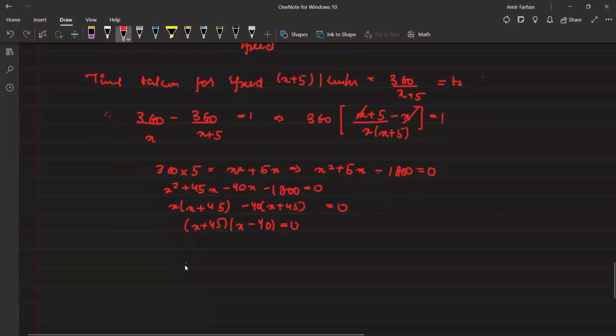So now tell me which one is correct. x minus 40, x is equal to minus 45, or x is equal to 40. Which one is kilometer per hour? 40. Because speed cannot be negative. Clear? So this one is correct. Got it, everybody? Please let me know. Yes, sir. Any doubt so far? No, sir. Sure? Yes, sir.